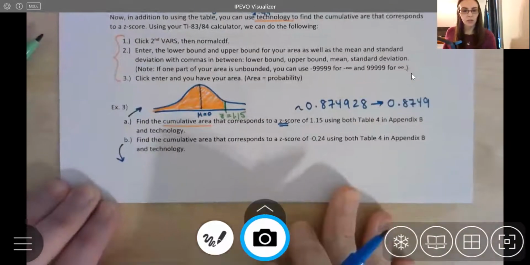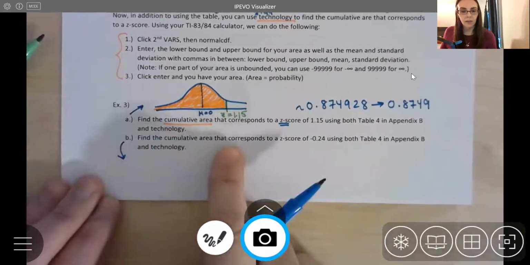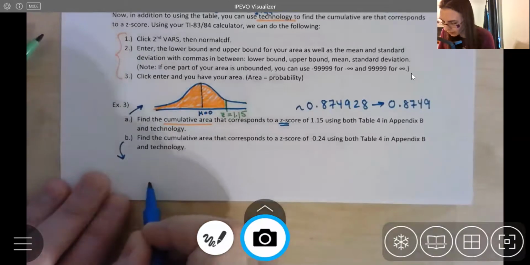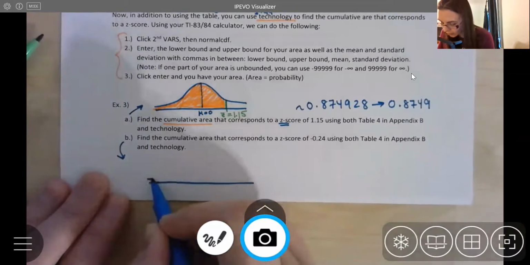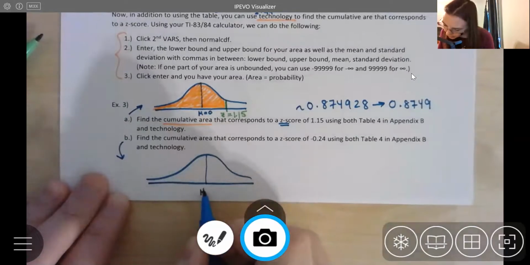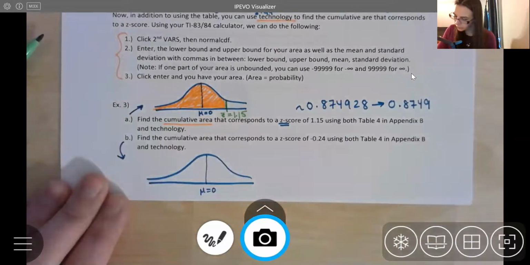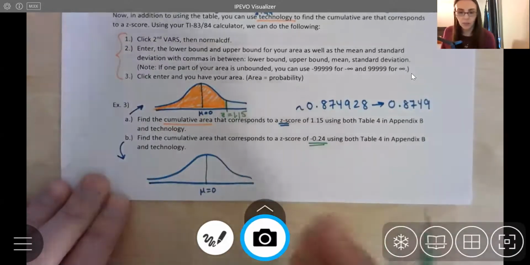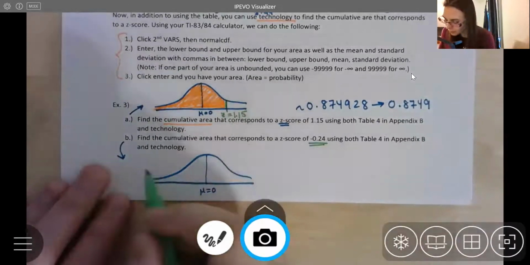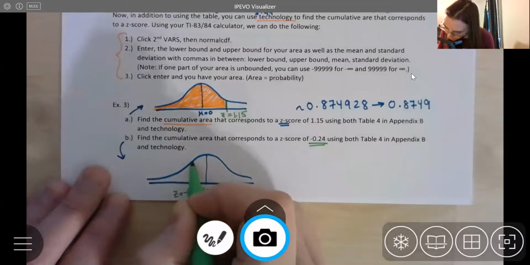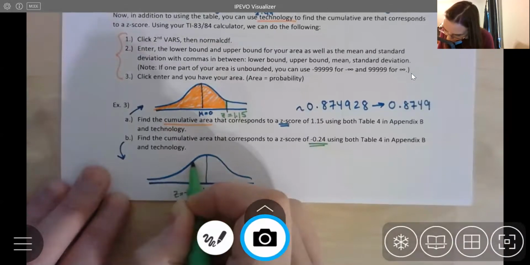All right, and let's do this one too. So find the cumulative area that corresponds to a z-score of negative 0.24. So again, for me, I like to draw that picture. I'm talking z-scores, my center is at 0 here. I want a negative z-score, so I'm going to be on the left. This is a pretty small number, so it's not going to be too far from the mean, but again, it doesn't have to be perfect as long as I can kind of get an estimation of where I'm drawing that, maybe about right here.